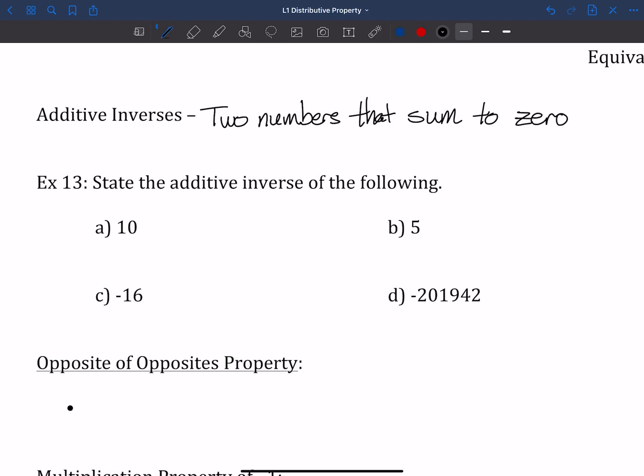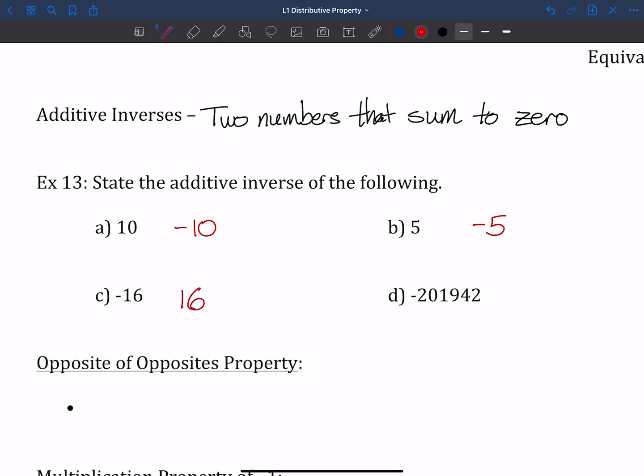Right? So it's like, we're going to state these additive inverses. The additive inverse of 10 would have to be negative 10, right? Because when you add those two numbers together, you get 0. The additive inverse of 5 is negative 5. All right, so it's kind of like just taking the opposite of whatever you have. The opposite of negative 16 is positive 16.